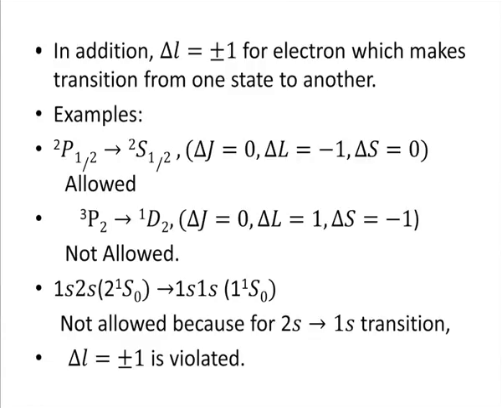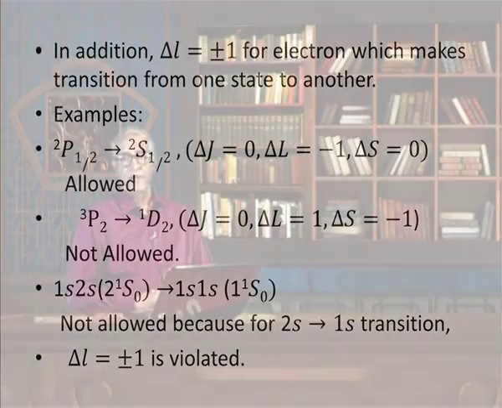Now, consider this 1s 2s, that means 2 1S 0 going to 1s 1s, that is 1 1S 0. It is not allowed because in this 2s to 1s transition, delta L is equal to plus minus 1 is violated. So, basically we are saying that an electron making a transition by dipole allowed transitions from one state to another must satisfy certain selection rules, and these rules must be obeyed.